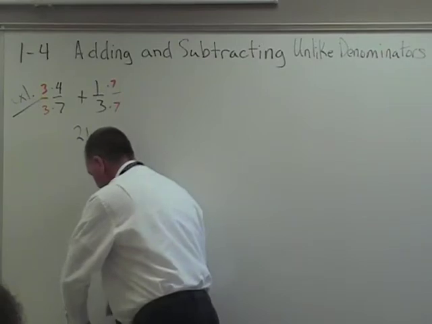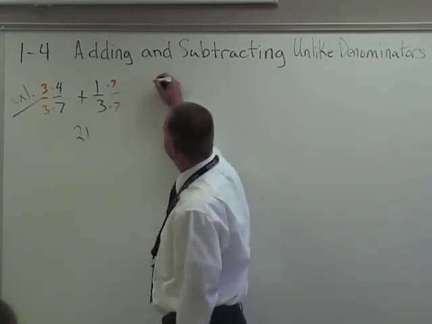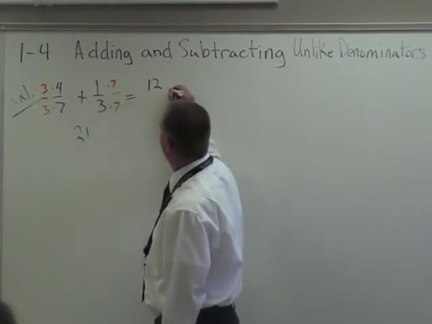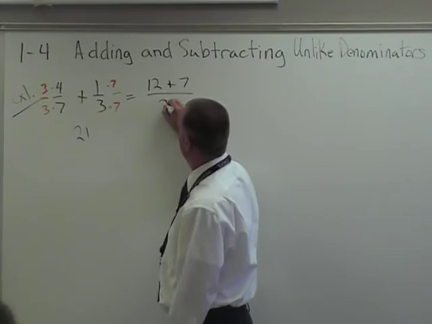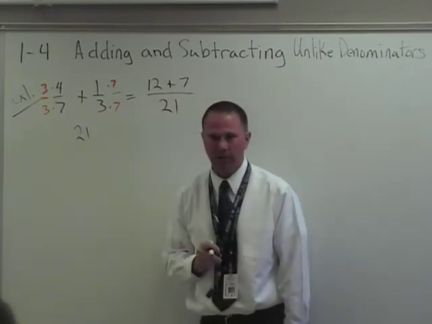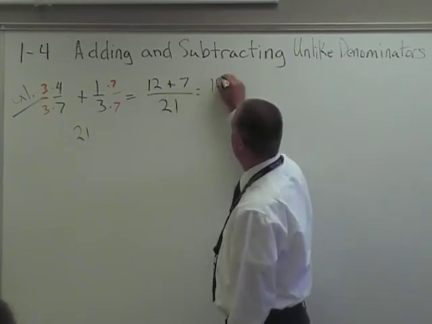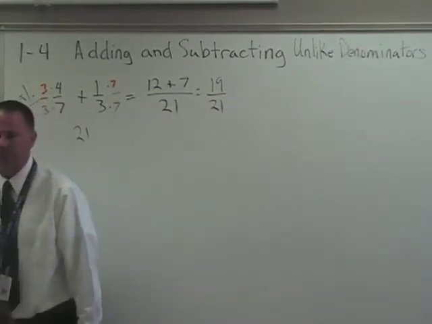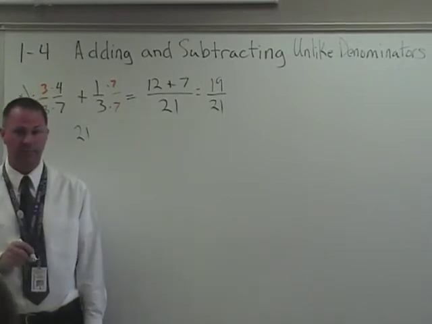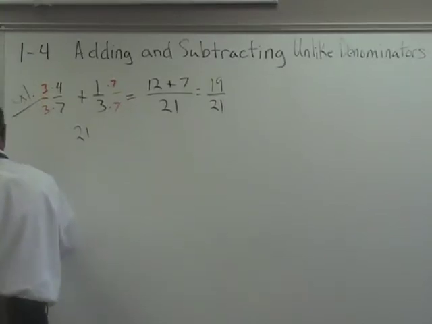Okay. So what do I get on the top? 12 and 7, and on the bottom I get 21. Is that correct? Now what's 12 plus 7? 19. Can I reduce that? No. So I'm done. Alright, so let's do another one. Example 2.